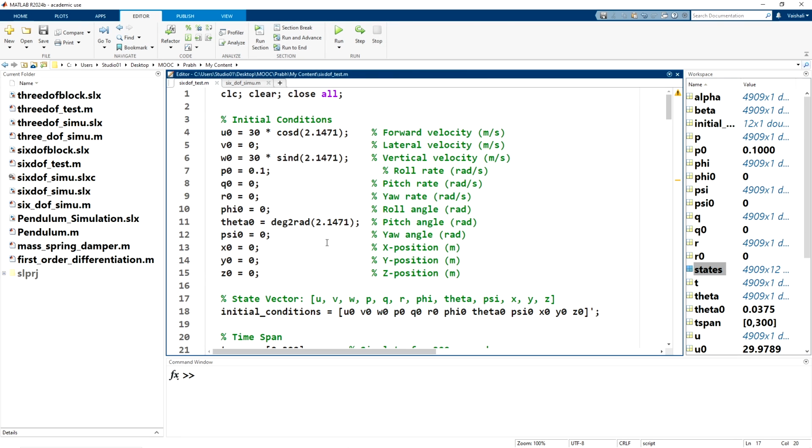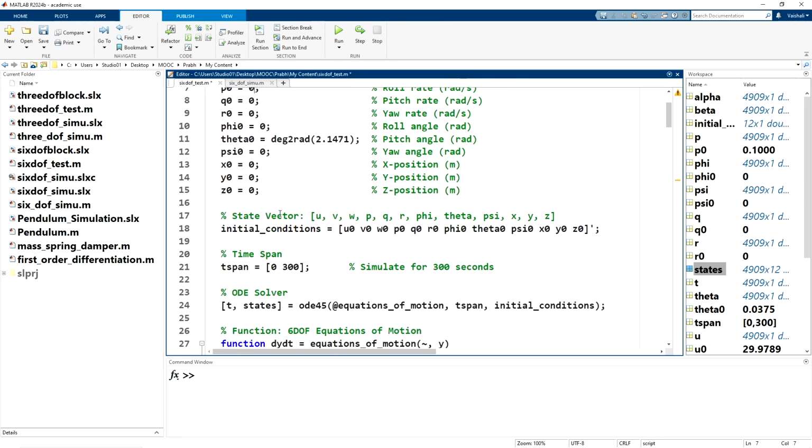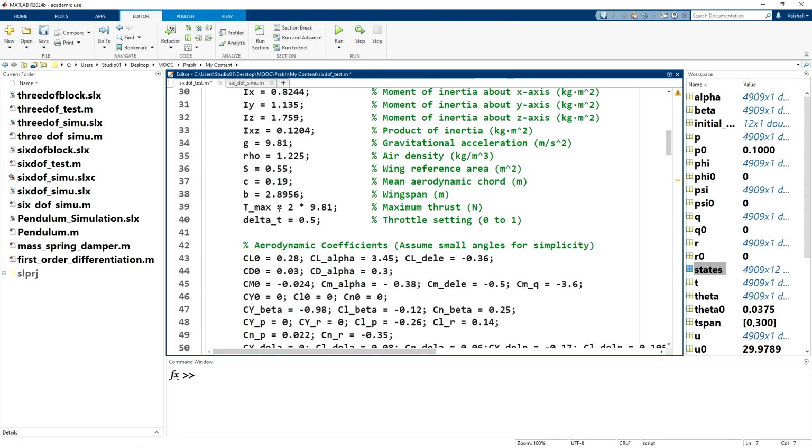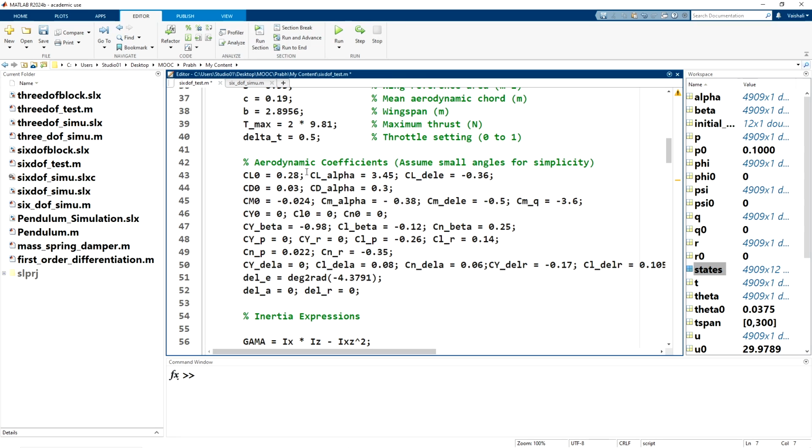Now let us go a step further. Let me bring this back to 0. We know that for longitudinal stability, Cm alpha should always be less than 0. So here we have Cm alpha, here it is negative. For longitudinal stability, Cm alpha should be negative. So let us see what happens when Cm alpha is not less than 0.